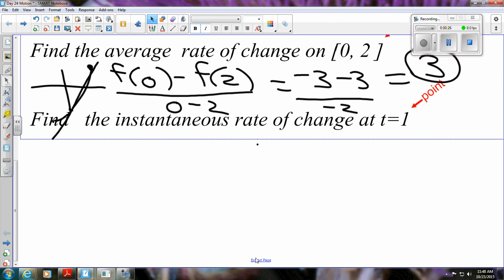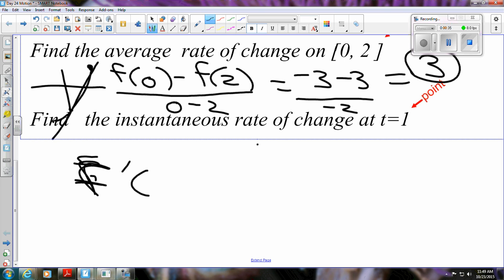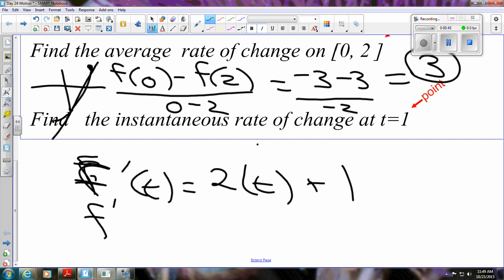For the instantaneous rate of change, Jillian, you're just about to tell me, what do you do? Great. Okay, and what do we get for the derivative? It's 2t plus 1. And then what do we do? Plug in 1 for t. And so we get 2 times 1 plus 1, which is 3. So the slope of the tangent line at 1 is also 3.